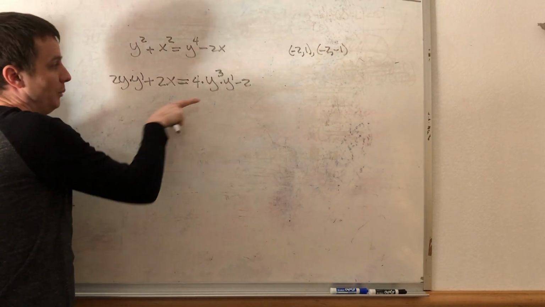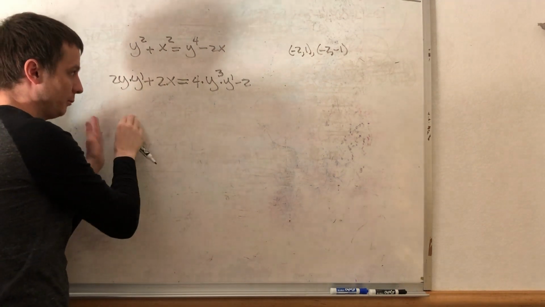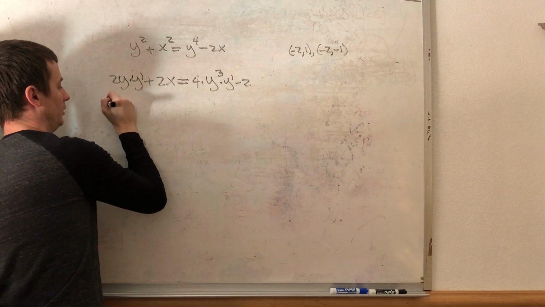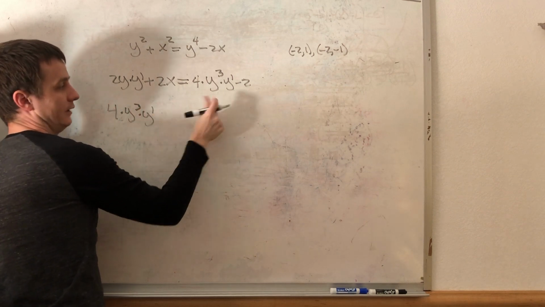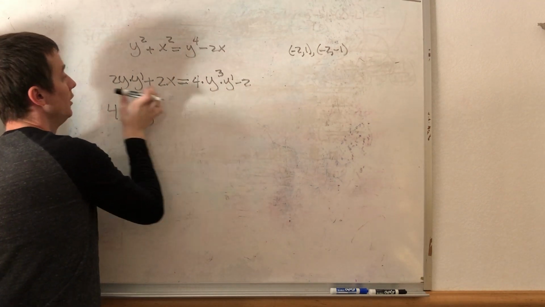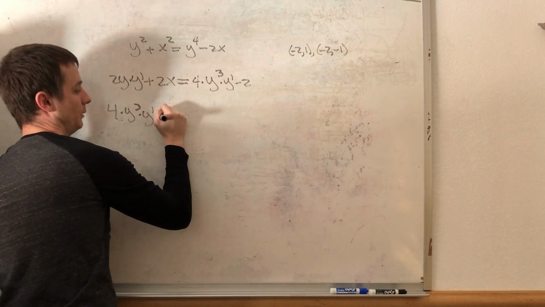Actually, let's reverse that. Put my y prime terms over here, my other terms over there, but I'm going to write my y prime terms on this side. So we still have 4 times y cubed times y prime. I'm going to move the 2 to the other side, so we won't write that. But now I'm going to move this over here, so minus 2y times y prime.